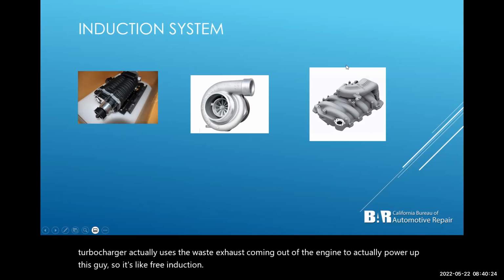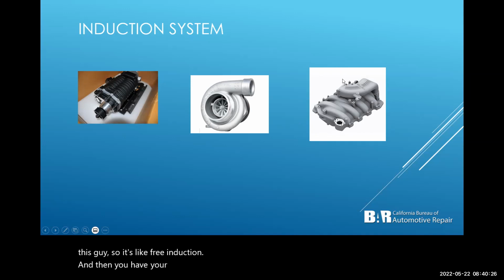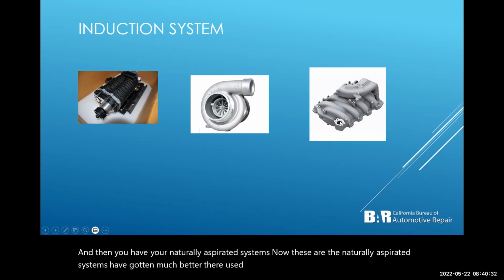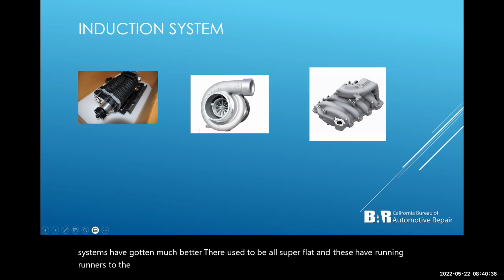And then you have your naturally aspirated systems. Now, these naturally aspirated systems have gotten much better. They used to be all super flat. These actually have runners to the different cylinders, so that way they get the same amount of air as all the other cylinders do.